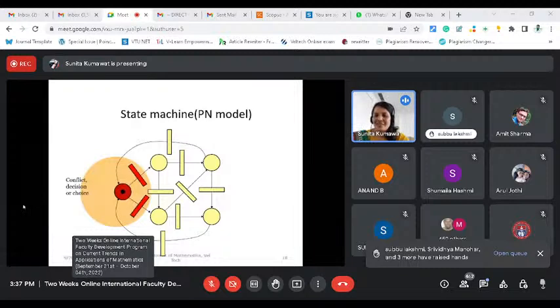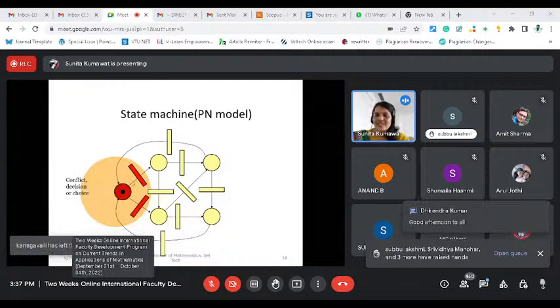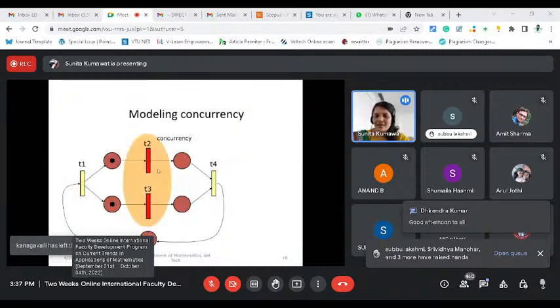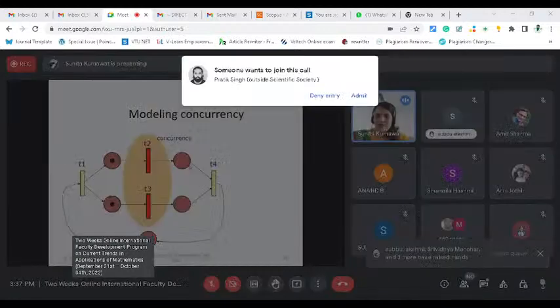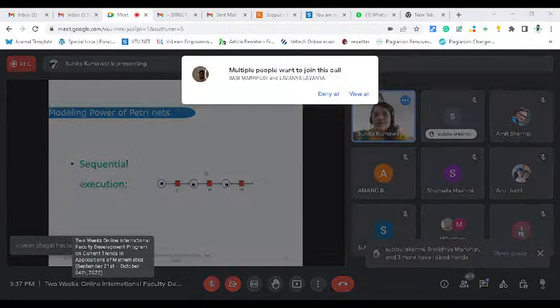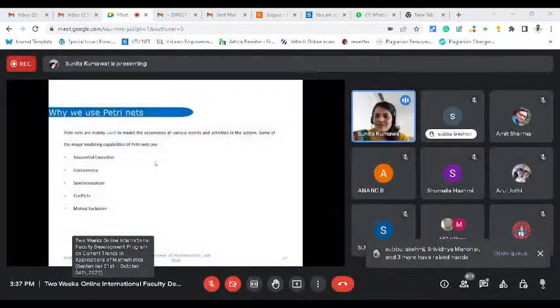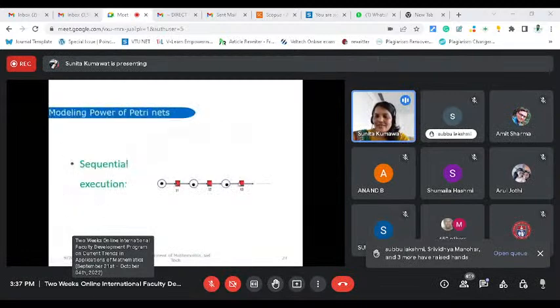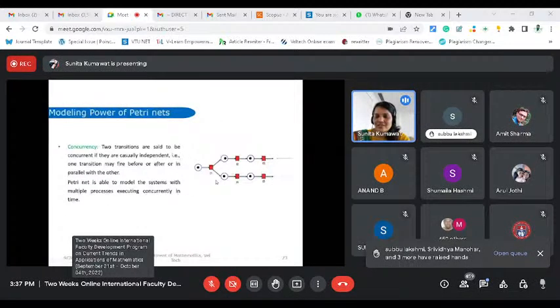In that case, the state machine can be used, because again we know that Petri nets are useful for modeling concurrent or parallel processes, like here, where these are going on in parallel. So yes, also useful. You can see that Petri nets are useful in sequential execution. These are the types of sequential execution. Then concurrency, because these processes are going on in parallel. The red ones denote the processes, meaning these are ongoing in parallel.